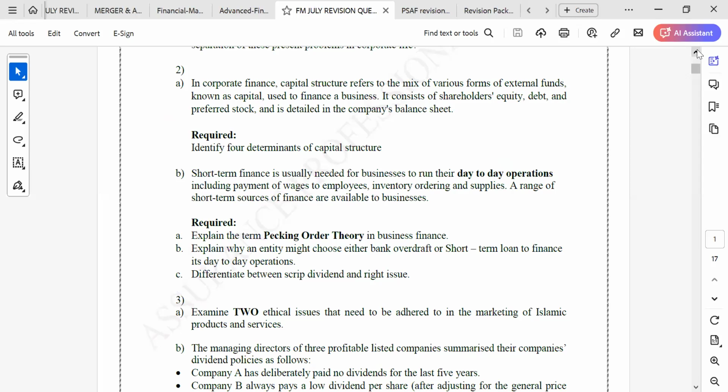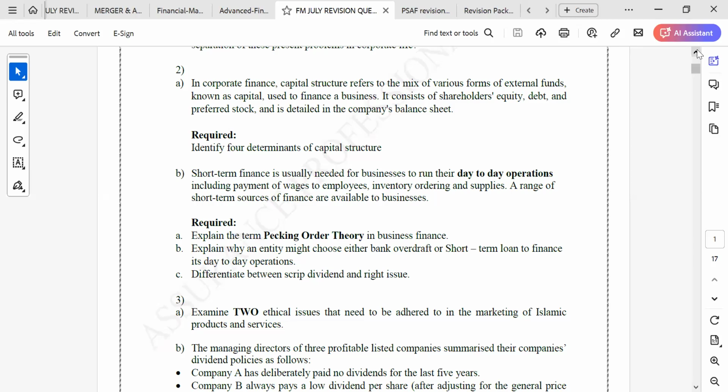B. Short-term finance is usually needed for businesses to run their day-to-day operations, including payment of wages to employees, inventory ordering, and supplies. A range of short-term sources of finance are available to businesses. Required: A. Explain the term pecking order theory. B. Explain why an entity might choose either bank overdraft or short-term loan to finance its day-to-day operations. C. Differentiate between scrip dividend and rights issue.